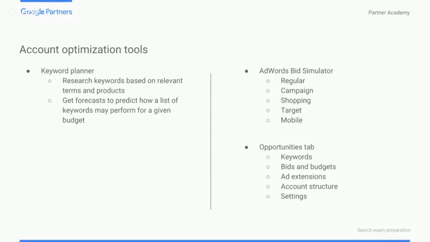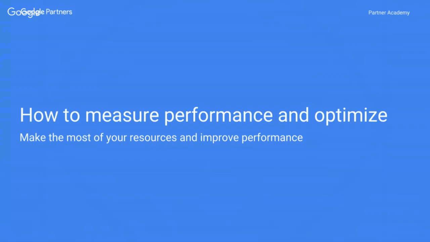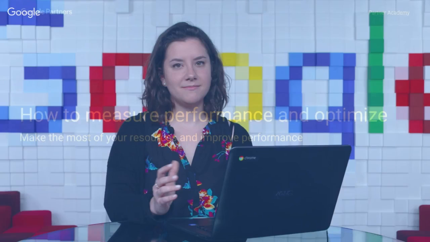And then the Opportunities tab in your account will also tell you if there are things that the AdWords system sees where you could get more bang for your buck, essentially. So if there are campaigns that are limited by budget, or keywords in your search terms report that you're not targeting but that are converting for you, you can see them there. And this is all really a part of how to measure your performance and how to actually optimize around that.